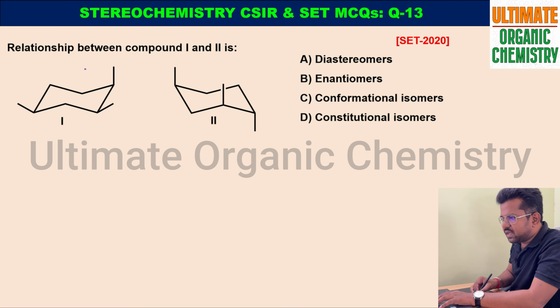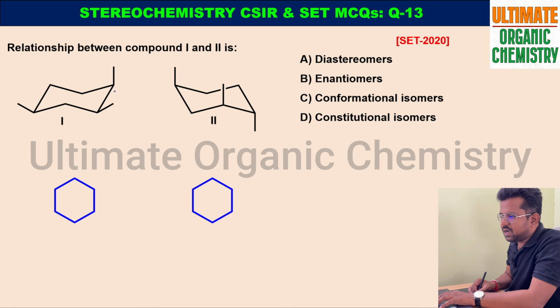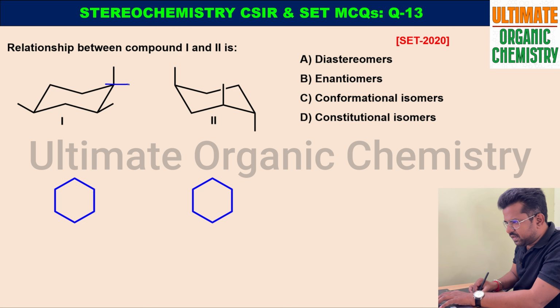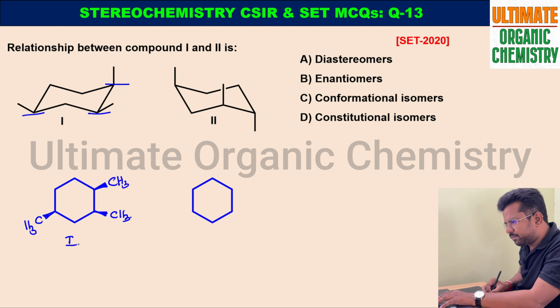Question number 13. The relationship between compound 1 and compound 2. So these two compounds are given in corresponding chair form, and you need to find out the relationship between these two. So let me draw this chair form into the normal planar form of cyclohexane. So this ethyl group is present above the plane, and this methyl group is also present above the plane, and this methyl group is also present above the plane. This is structure number 1.